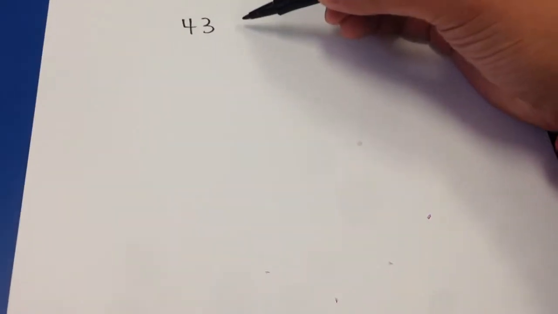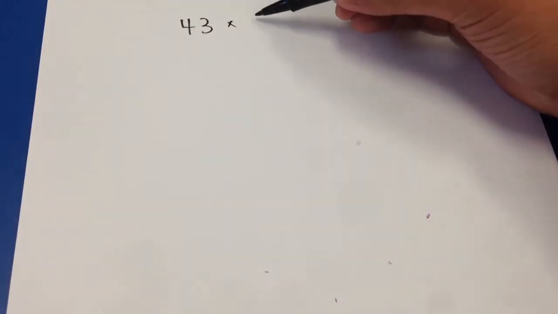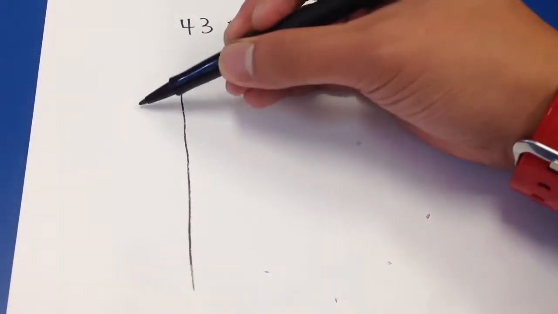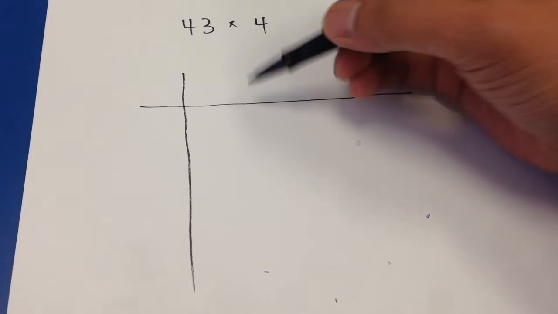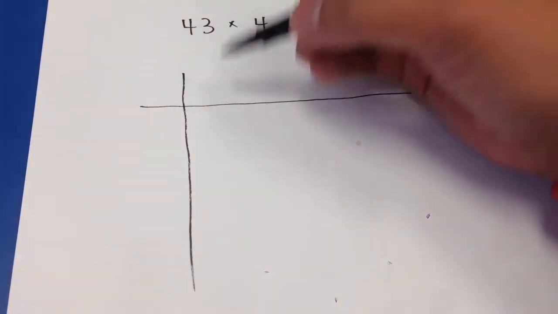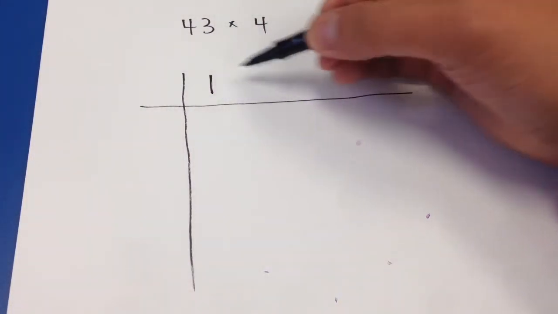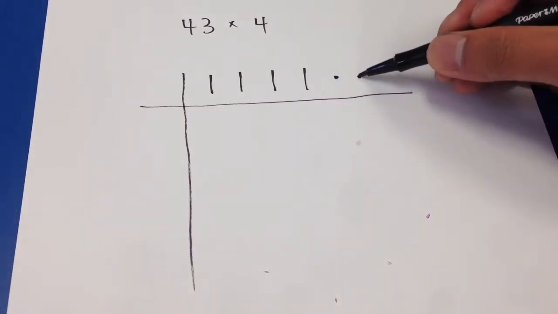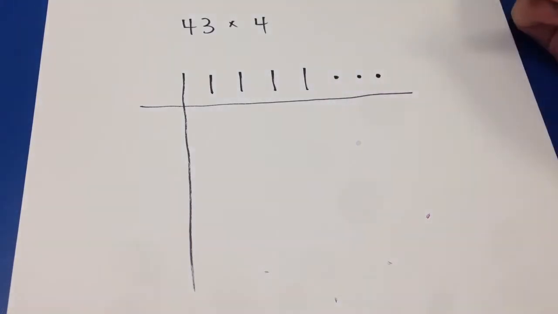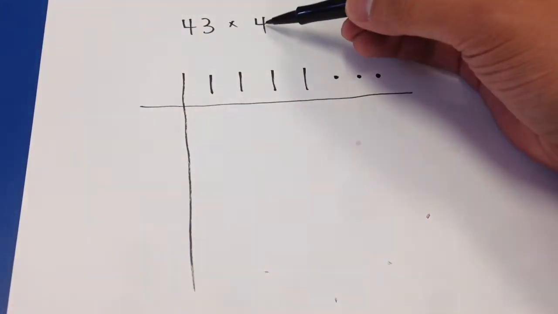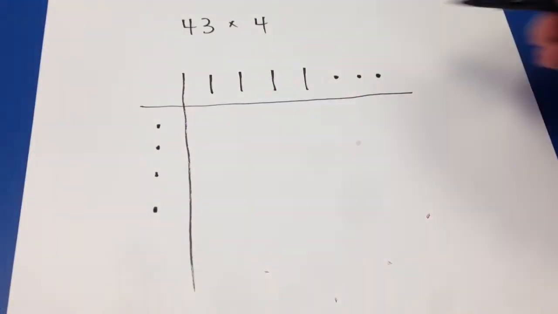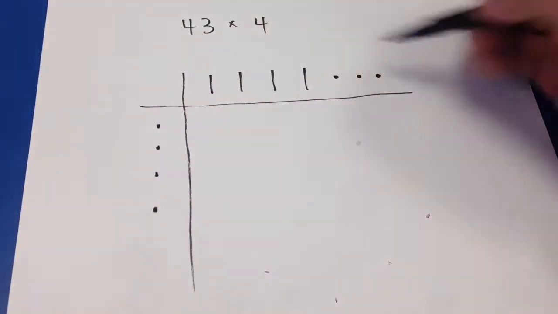Let's say that I have 43 times 4. Okay, so I'm going to set that up with a chart. On top of my chart, I'm going to represent 43. So I'm going to have 4 longs, because that equals 40, and 3 singles, because that's the 3 ones. Now on this side, I'm going to represent my 4 ones. 1, 2, 3, 4. Now I'm just going to multiply these two.